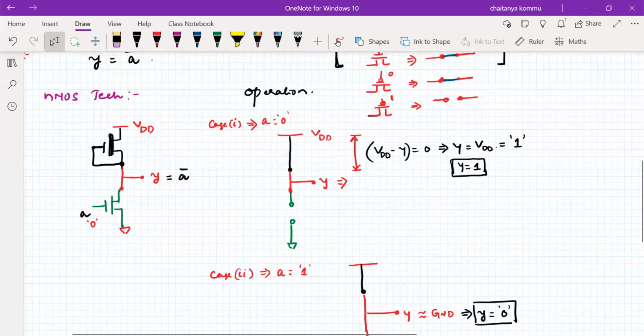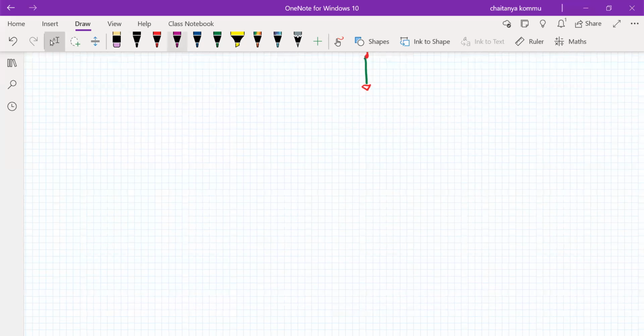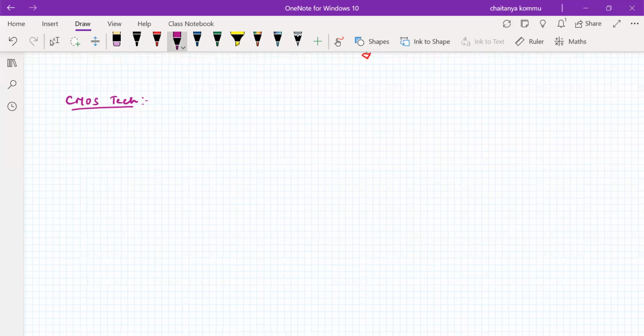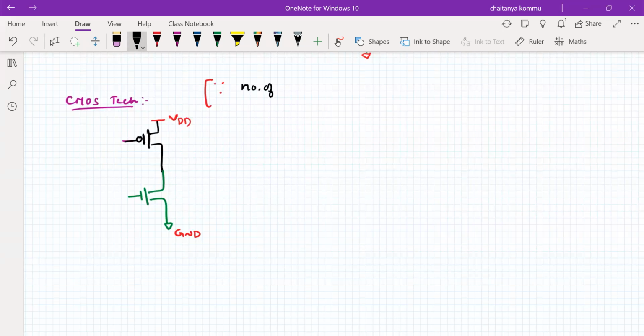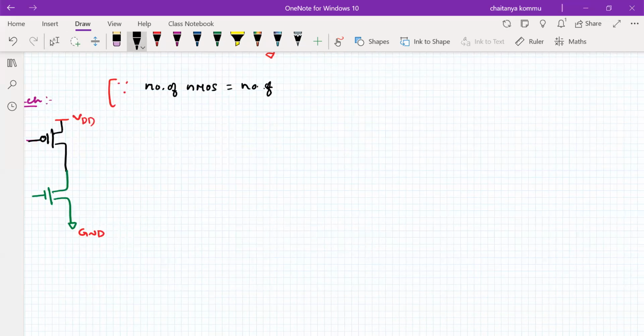So let us apply the same concept in CMOS technology. In CMOS technology, a PMOS transistor is required at the top, and the bottom one is an NMOS. It is important to note that whenever we implement a circuit using CMOS, we have to remember some points. The first point: the number of NMOS transistors must be equal to the number of PMOS transistors that we take.